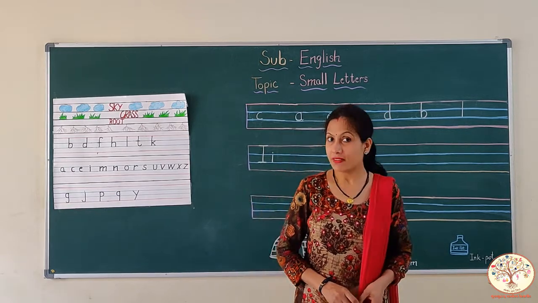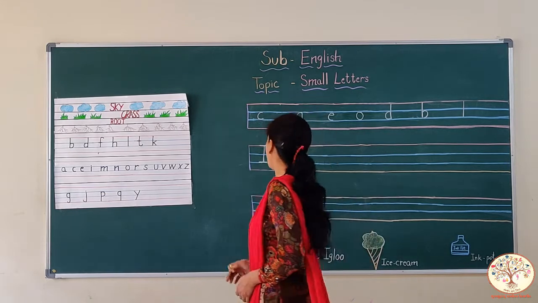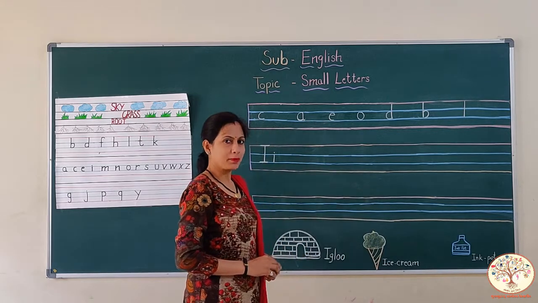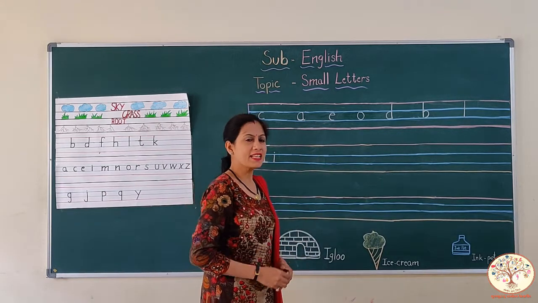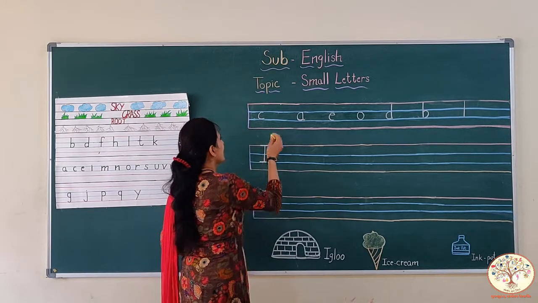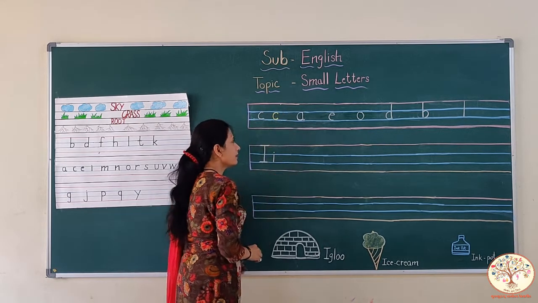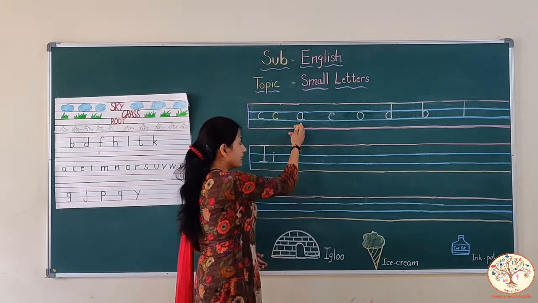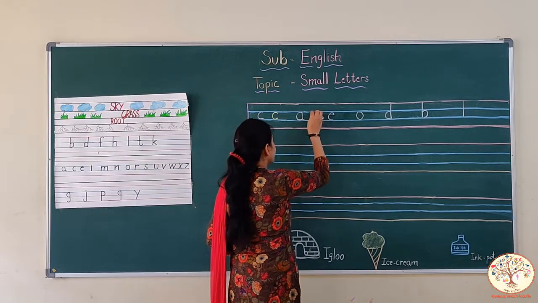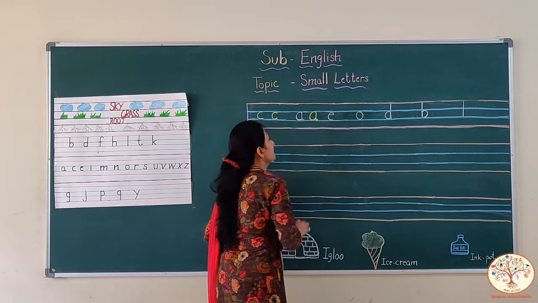Kids, in our previous video, we started small letters. Till now, we have learned all these letters. I hope you all are practicing these letters. Let's revise them. This is letter C, curly C. And this one, A, letter A, C and a standing line with a little turn.